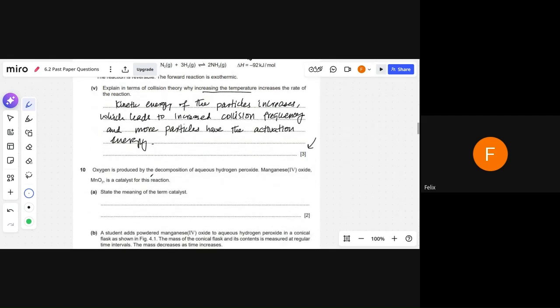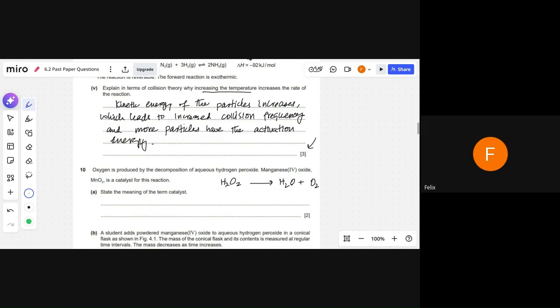Oxygen is produced by the decomposition of aqueous hydrogen peroxide. So hydrogen peroxide is H2O2. So when manganese(IV) oxide is used as a catalyst, it decomposes into water and oxygen, right? So H2O and O2. So the next question: state the meaning of the term catalyst. Yeah, it is a very simple question.